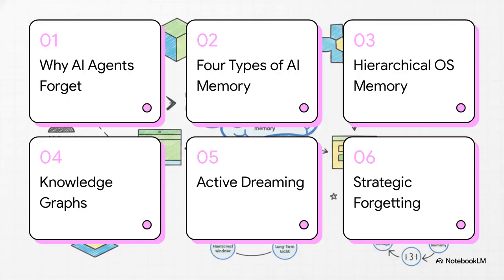To figure out how we fix this, we're going on a quick 6-part journey. We'll cover 1. Why AI agents forget, 2. The 4 types of AI memory, 3. Hierarchical OS memory, 4. Knowledge graphs, 5. Active dreaming, and 6. Strategic forgetting.